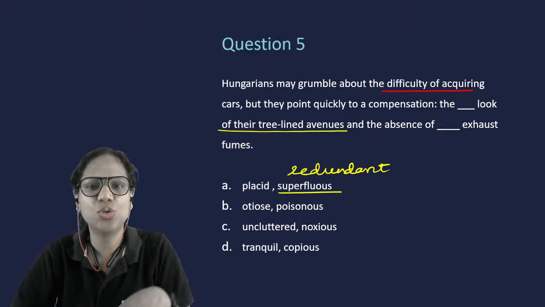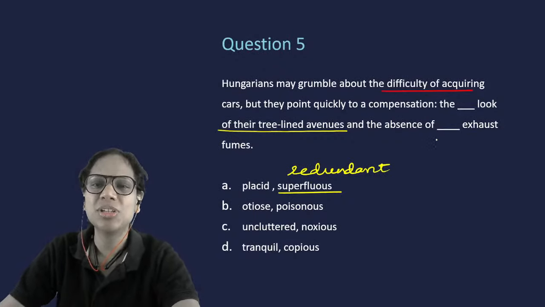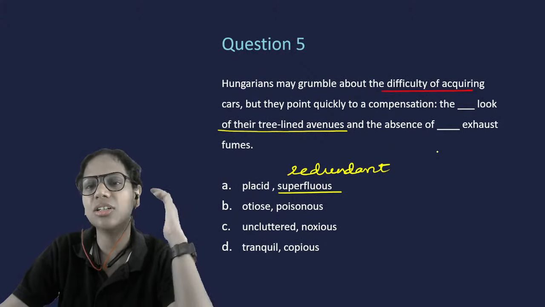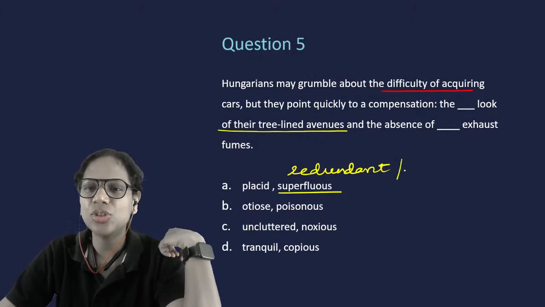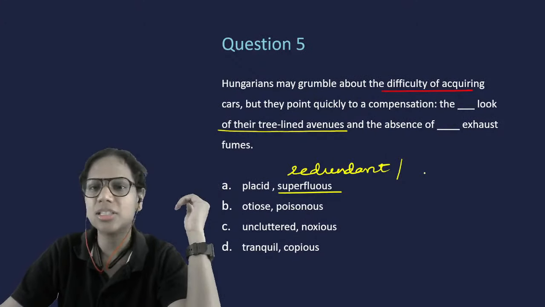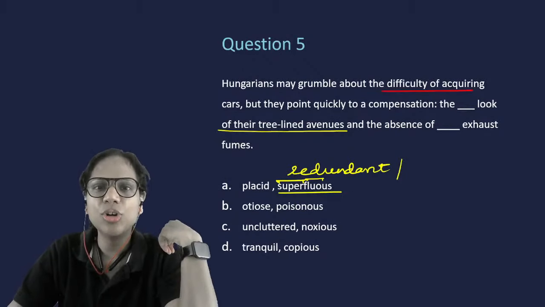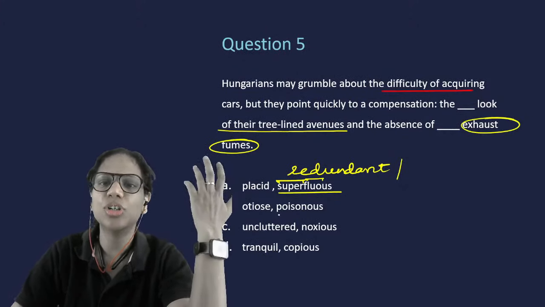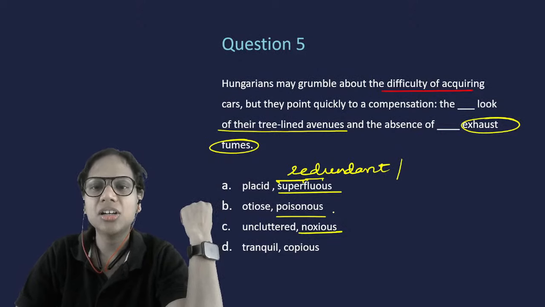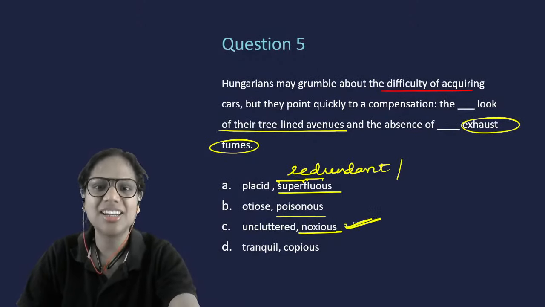So I'm happy that nobody said A. No, okay, one of you said A. All right. Superfluous means redundant. So, okay, you are thinking that exhaust fumes here are redundant. See, actually, this means something that is over and above what is required. That is the meaning of superfluous, over and above what is required. But when I talk about exhaust fumes, the better word for this would be, let's say, noxious or poisonous, right? Something that is harmful for us. And that's why C is our answer.